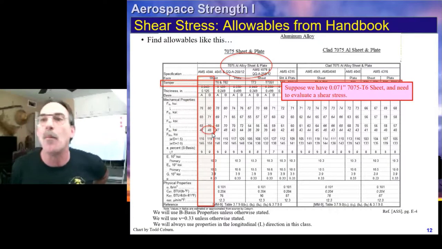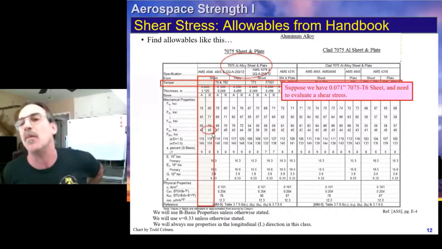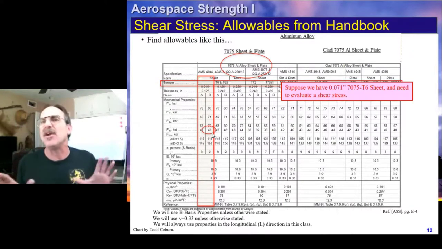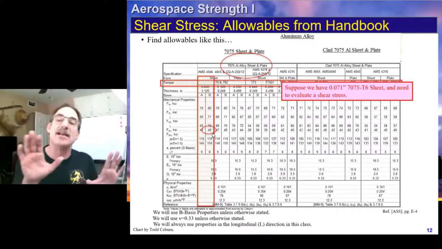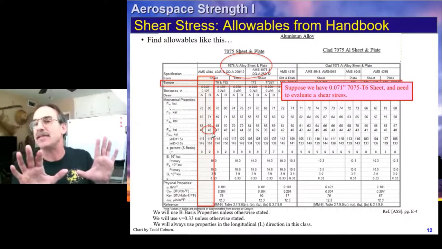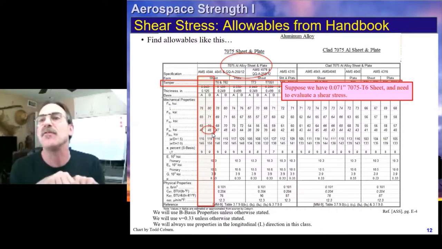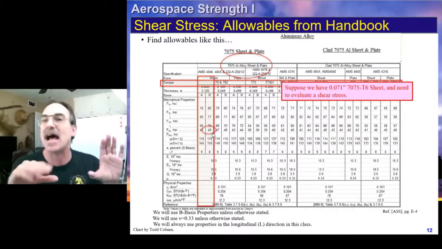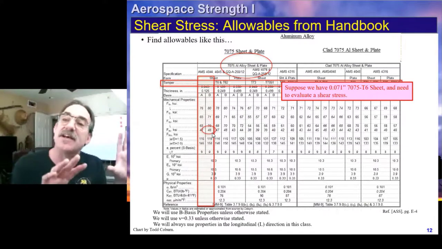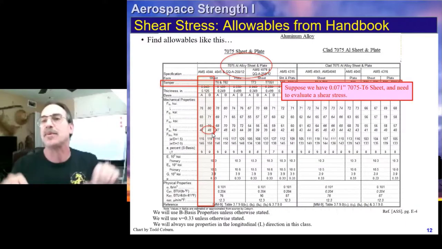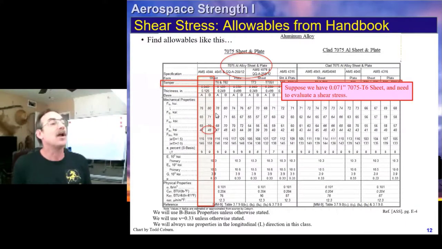Is the shear allowable more or less than the tension allowable? Less than tension. It's a little more than half. We're going to learn later in this class about how to estimate shear strength from tension strength. The easiest way is just take FTU and divide it by 2. That's a bit conservative. It's actually usually a bit higher than that, like 0.65, maybe 0.577, depending on a bunch of factors. We'll learn different ways for estimating, but it's a little more than 50%. Got it? But we're going to look here and find our allowable just like that.